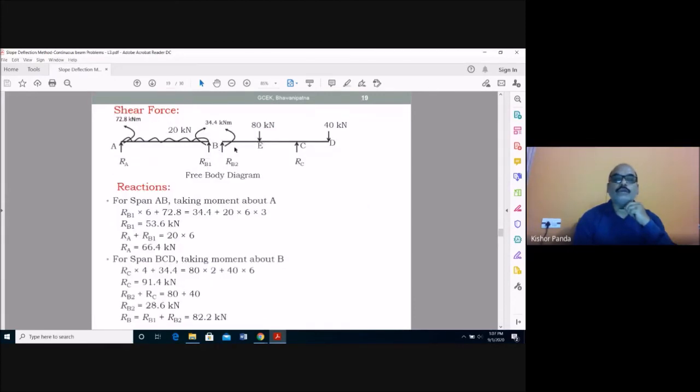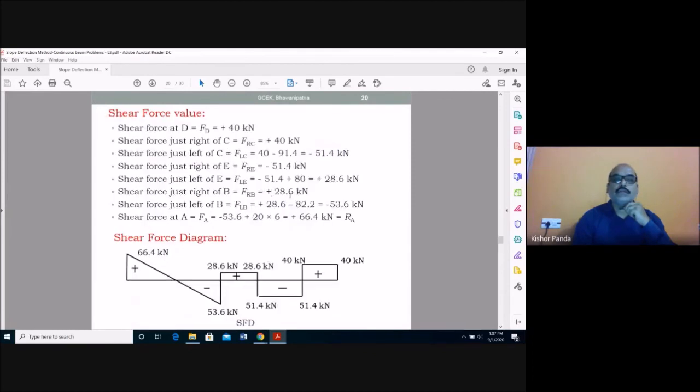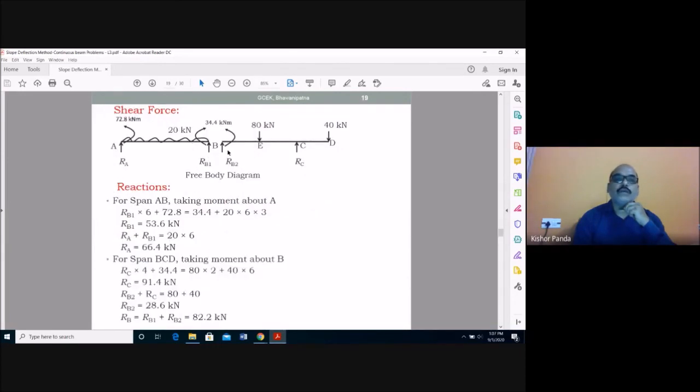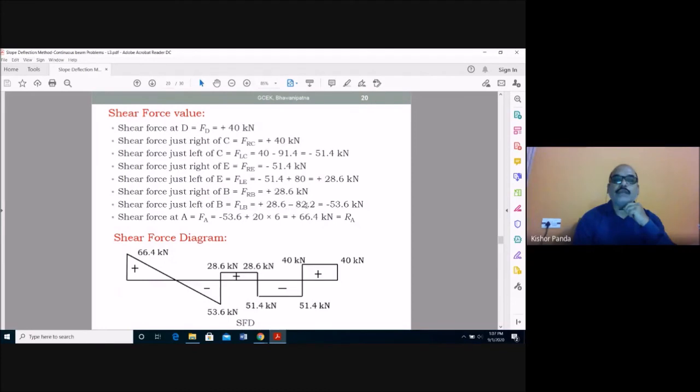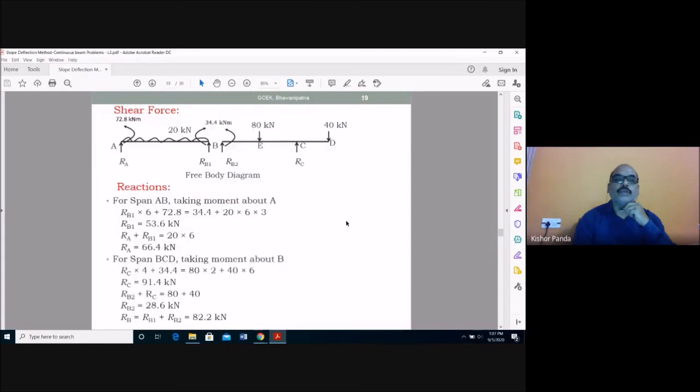Then what is the shear force just right of B? Right of B is constant, the same as what you got left of E: 28.6 and 28.6 kilonewton. Then what is left of B? When you are taking left of B, this is your upward direction RB. Upward direction means this is negative. The reaction RB is equal to 82.2 kilonewton, so you have to take it negative. So 28.6 minus 82.2. Here you got minus 53.6 kilonewton left of B.